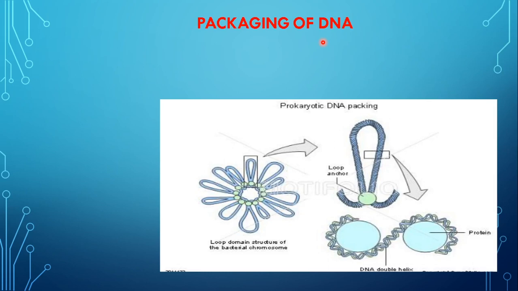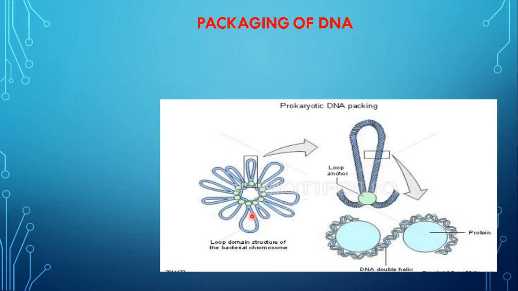So first we will learn about prokaryotic DNA packaging. Prokaryotes do not have a nuclear membrane. They have a single chromosome which simply lies within the cell. Here the DNA forms loops. They get folded upon each other in this manner, with the presence of some positively charged proteins in between.